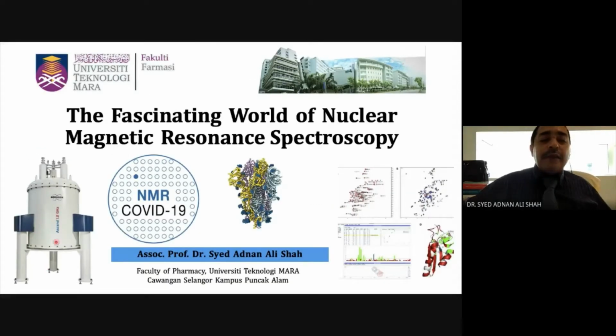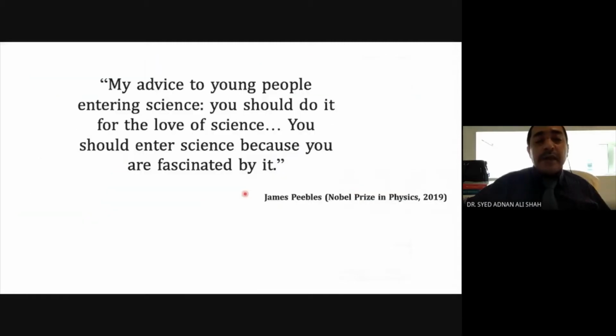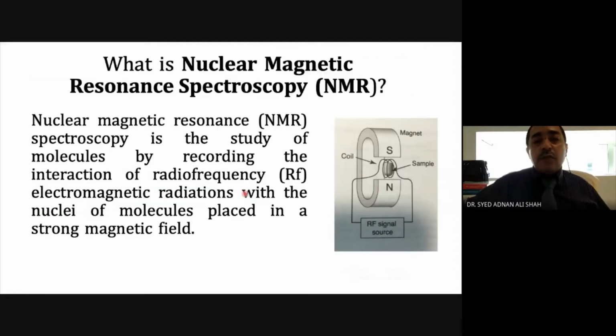This one is the big tank. In this tank there is the magnet, a superconducting magnet inside. The sample goes in from here, and then it is under the influence of a strong magnetic field, and provided the radio frequency, the spectrum will be generated. So that's how this instrument works.